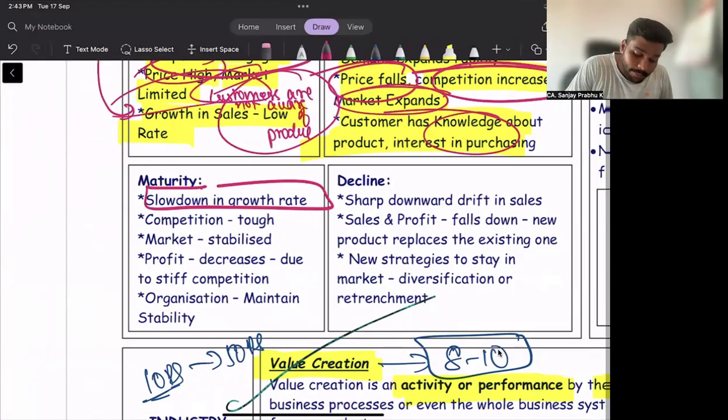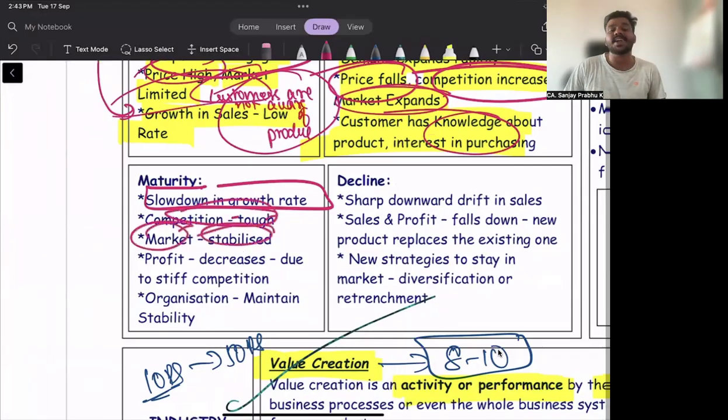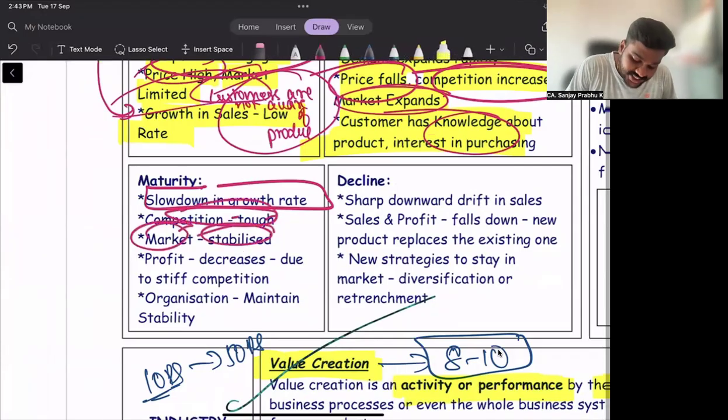Slow down in growth rate. Competition gets tough. Market gets stabilized. Profit will decrease due to stiff competition. Organization has to maintain stability. So what is happening at maturity stage?